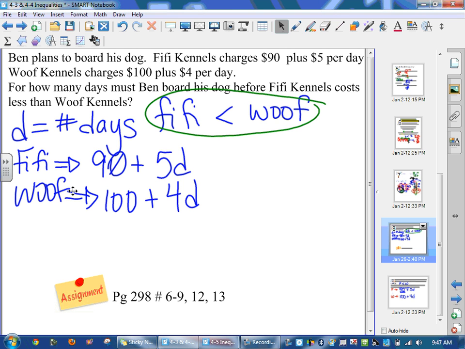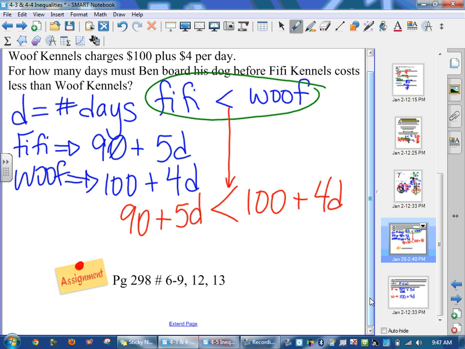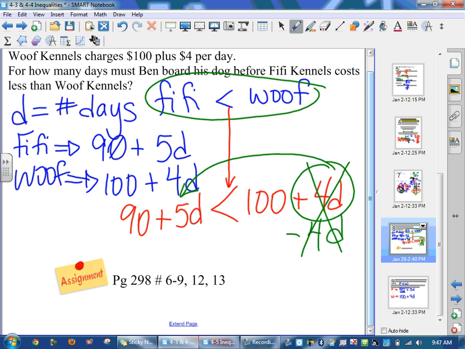Now we're back to normal equation solving. All we have to do is take our D to the left. So this guy's got to go to the left. You need to make them a zero pair. Subtract your 4D. That makes them 0 on this side. But remember, you need to do it to both sides. So minus 4D. All right, next step, you write your equation. 90 plus, we add these together and get a positive 1D less than 100. Now we can solve it.